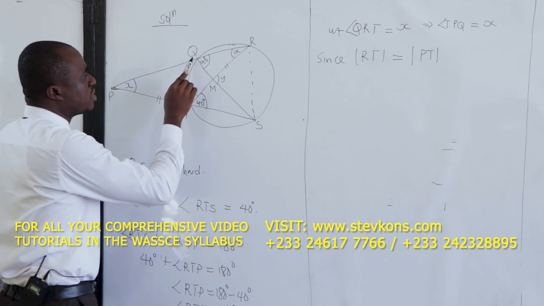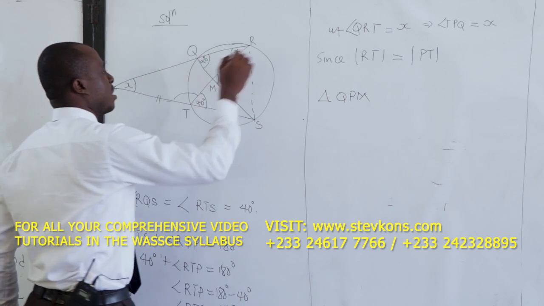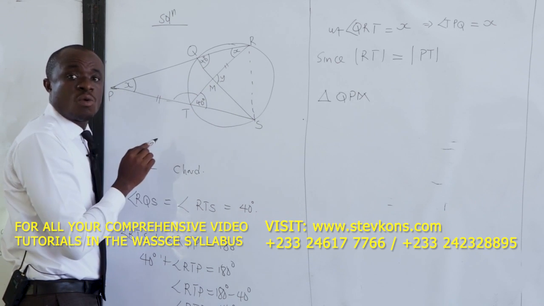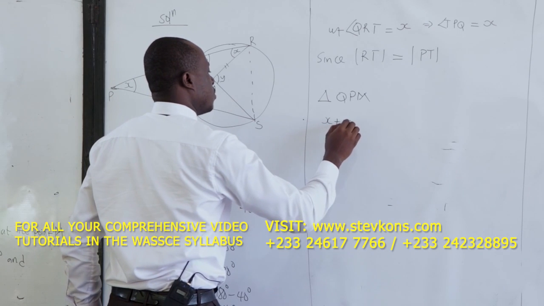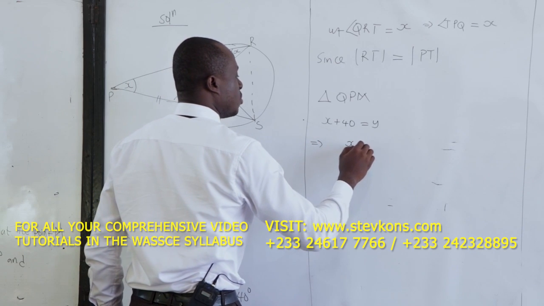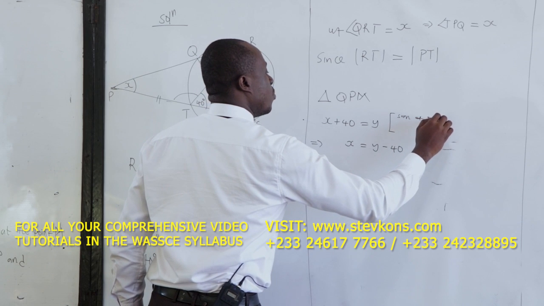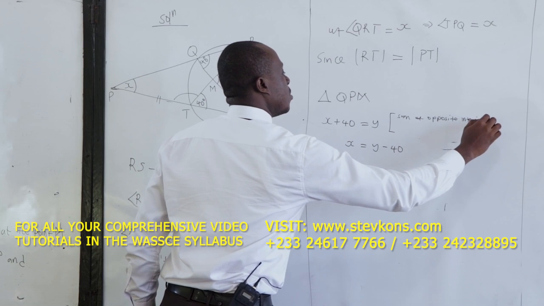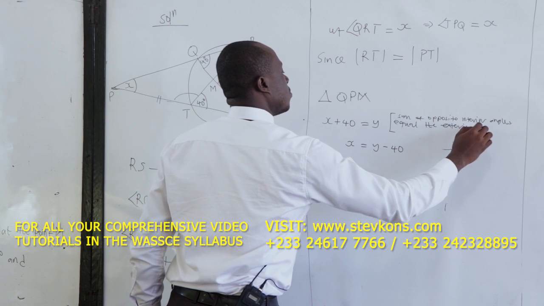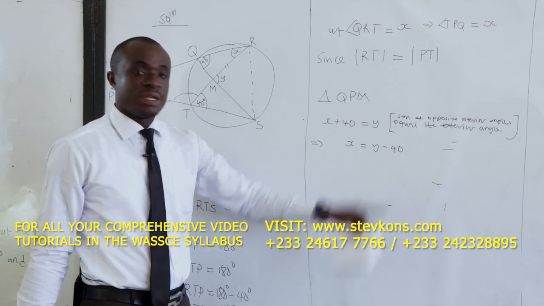Now, in triangle QRM, what can we see? We can see that this one is an exterior angle of this and that. So this plus this equals y. We can say that x plus 40 is equal to y, which implies that x will be equal to y minus 40. And this is coming as a result of the sum of opposite interior angles equals the exterior angle. So x is equal to y minus 40.